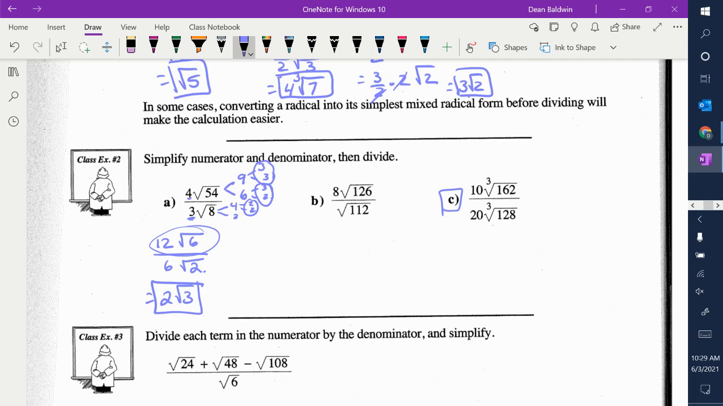All right, C. Break down the 162. 27 and 6. 9 and 3, 3 and 3. I'm looking for groups of 3. So I can pull out a 3. 3 times 10 is 30. Cube root of 6.